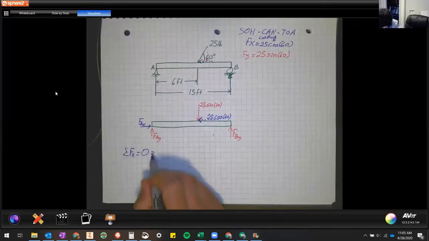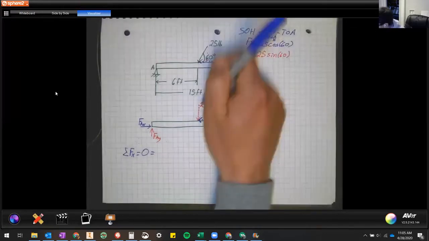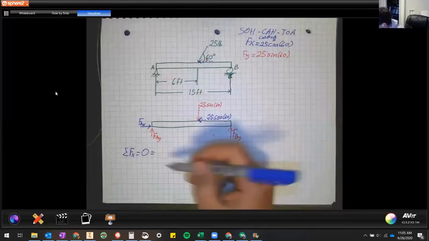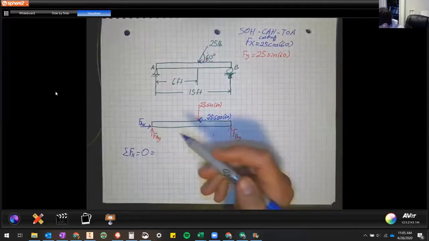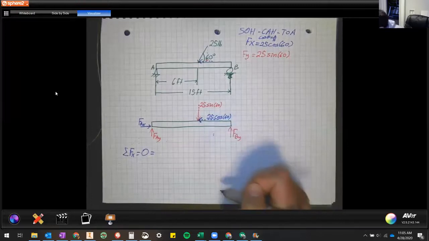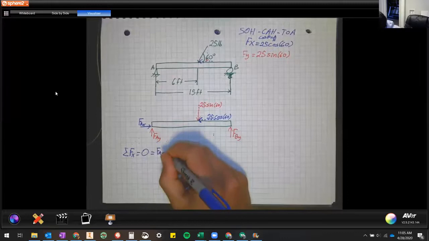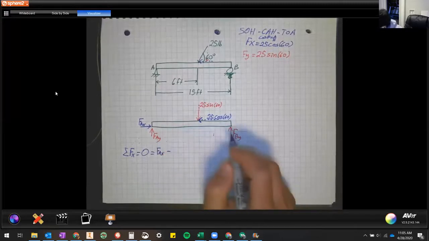And so all of my x forces in this case, now before I just had a down force, so I didn't have any other x forces. So my FAX was equal to 0 because there were no other forces. But now I have a component of this force acting to the left. So my FAX is going to have to offset whatever that force is. So I have FAX minus 25 times the cosine of 60.